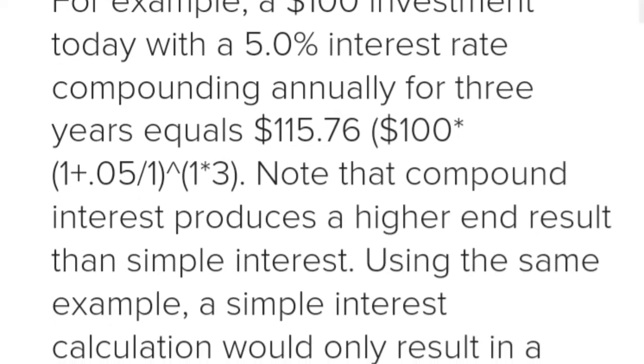For example, a $100 investment today with a 5% interest rate compounding annually for 3 years equals $115.76, or 100 times 1 plus 0.05.